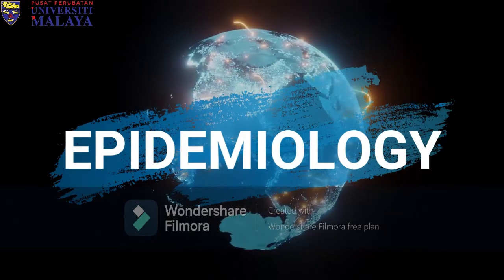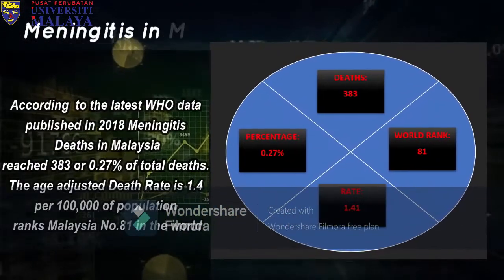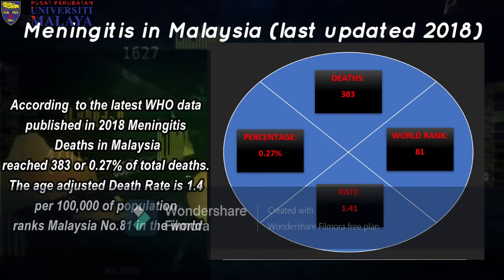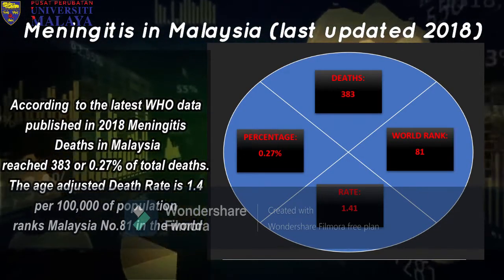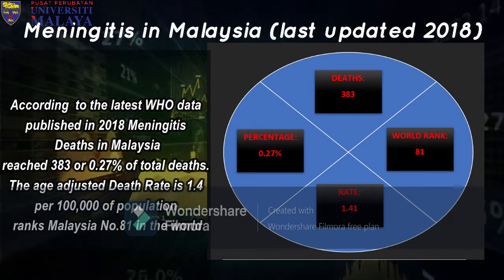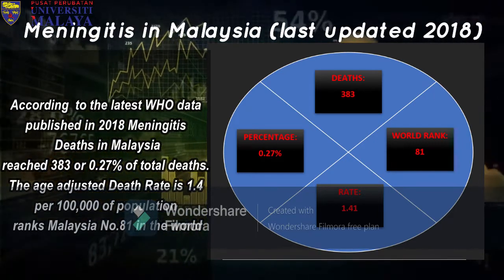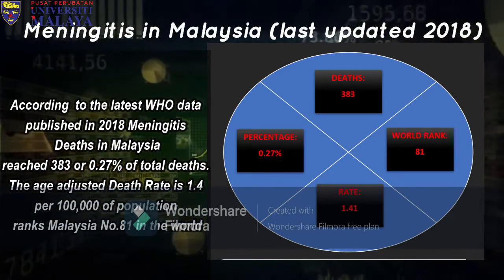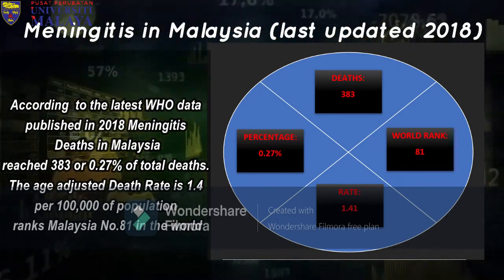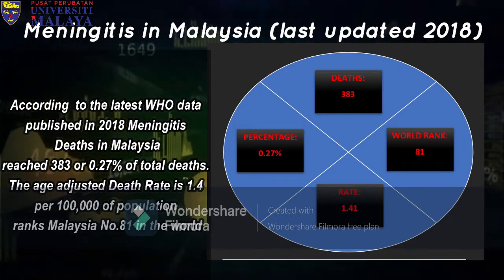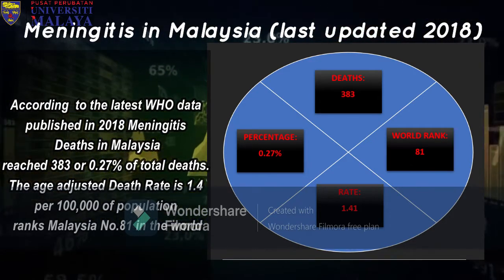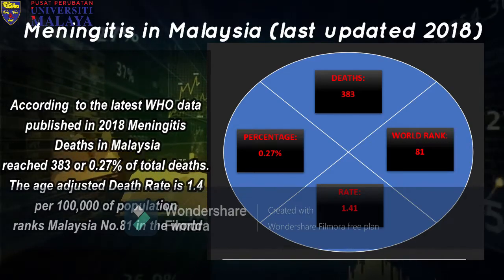Epidemiology of meningitis. As we can see, meningitis in Malaysia was last updated in 2018. According to the latest WHO data published in 2018, meningitis deaths in Malaysia reached 383 or 0.27% of total deaths. The age-adjusted death rate is 1.4 per 100,000 of population, which ranks Malaysia 81st in the world.